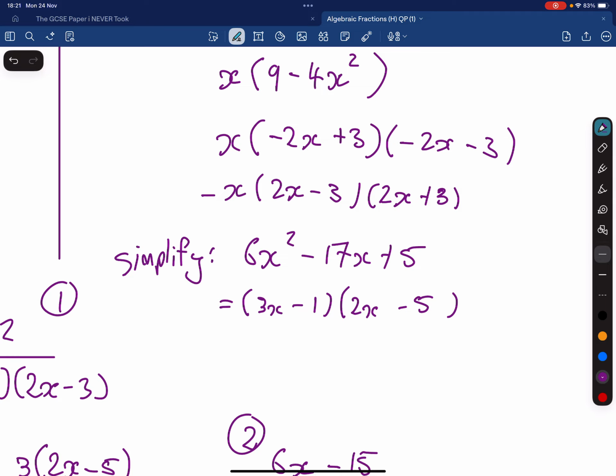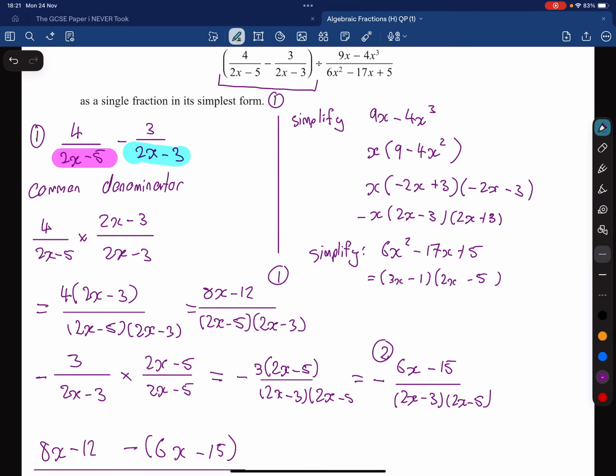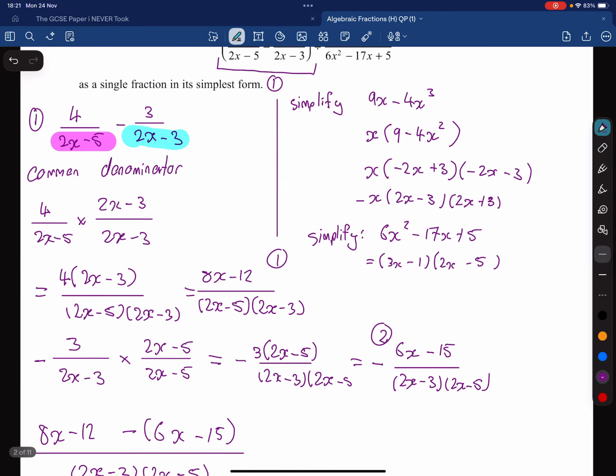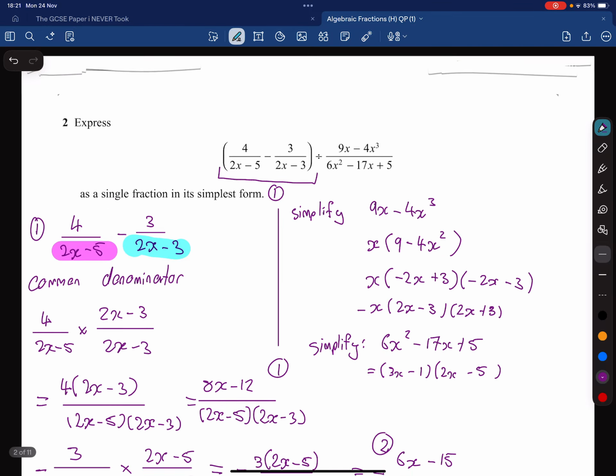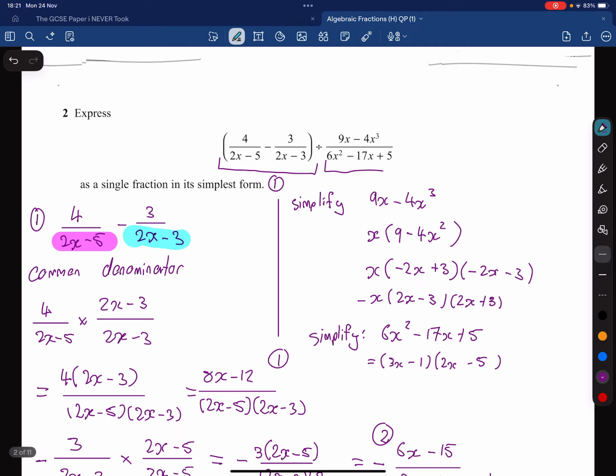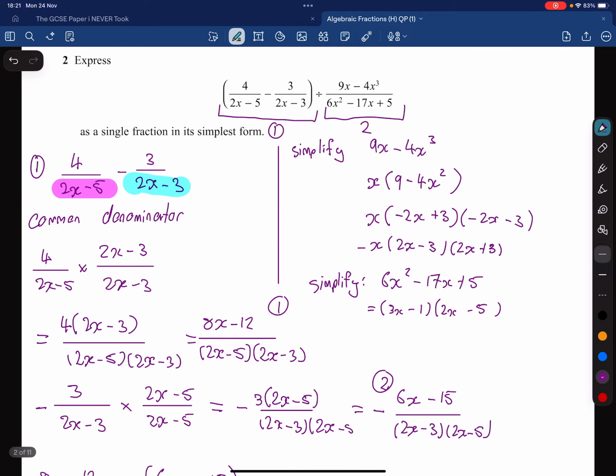So we'd have 3x times 2x is 6x squared. Minus 3x times 5x is minus 15x. Minus 1 times 2x is minus 2x. So minus 15x minus 2x is minus 17x. Minus 1 times minus 5 is equal to 5. Cool.